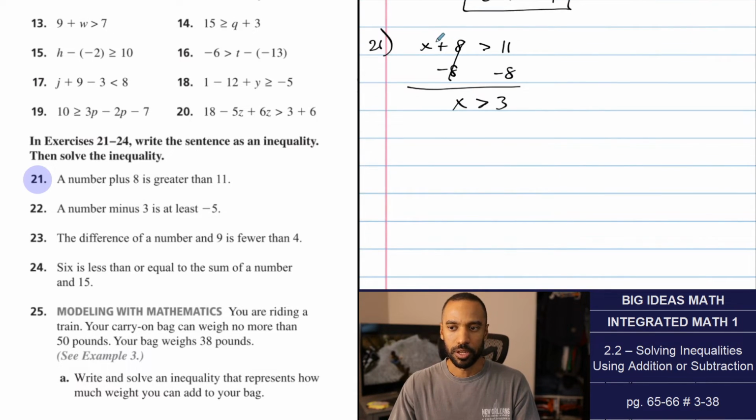Now, 0 would not be included in that. 0 plus 8 is not greater than 11. They didn't ask us to graph, so I'm just leaving it like that.